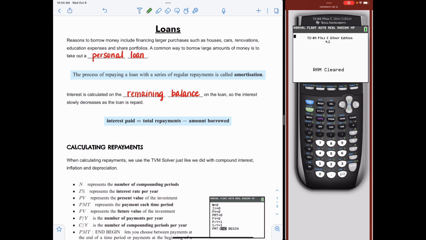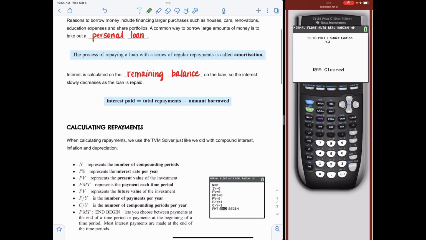Interest is calculated on the remaining balance on the loan. So the interest will slowly decrease as the loan is repaid. And that is because as you pay your loan down, the amount that you have to pay overall will decrease, which means that the amount of interest that you have to pay will decrease over time as well. So the way that you can find the interest paid is that you have to take the total amount of repayments and you subtract the amount of money that you have borrowed.